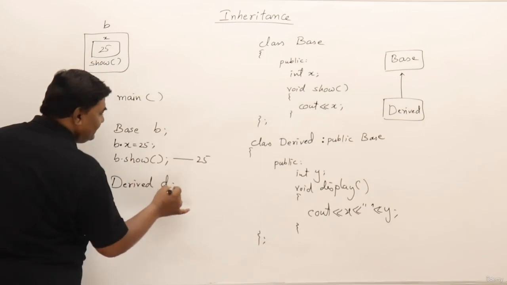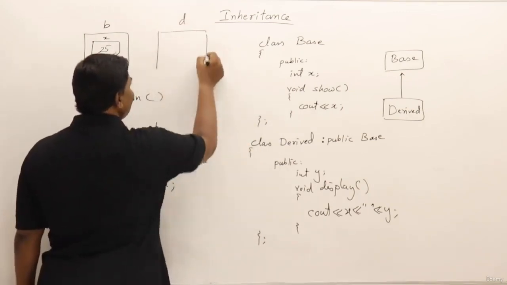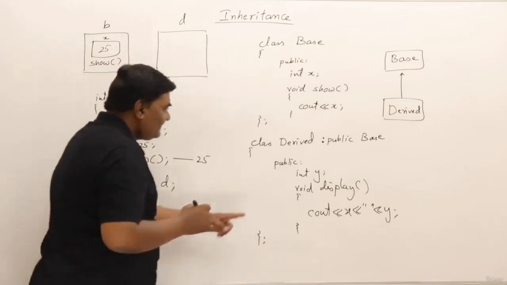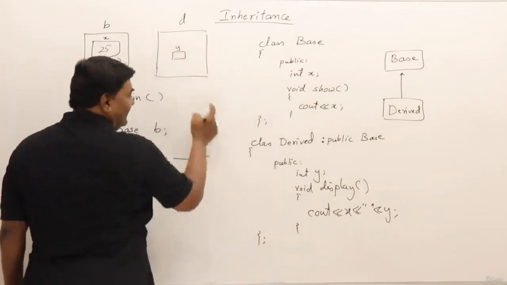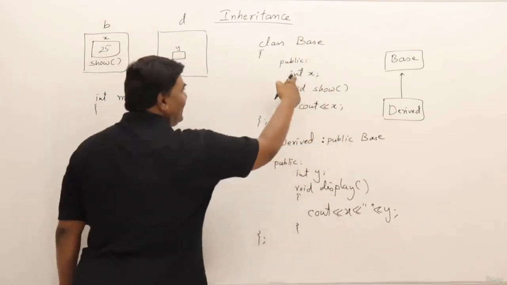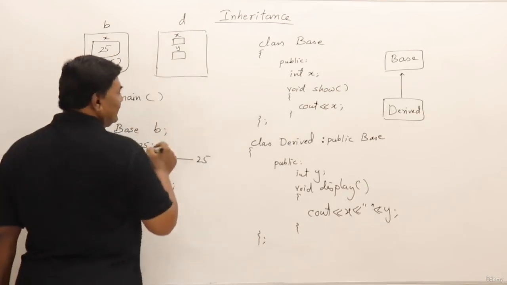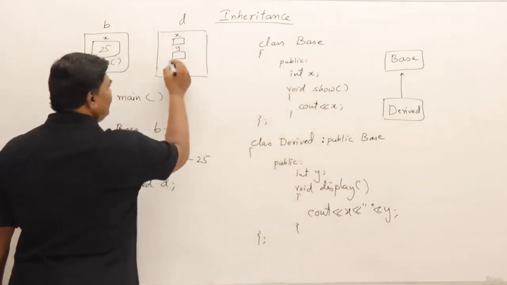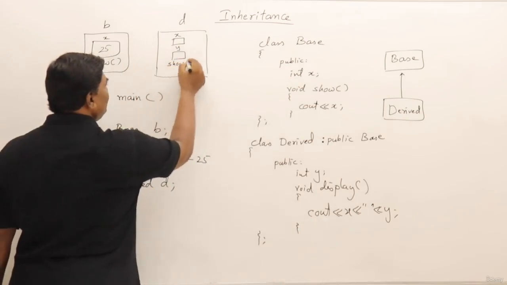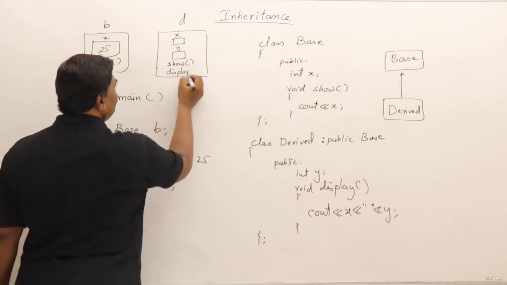Derived d. Now when I create an object of the derived class d, let us see what things it will have. It is having its own member y. Then it is inheriting from the base class, so it's having x also. Yes, it is having x also. Two members are there. Then it is having a function display as well as the function show is available. So it is having show also and display also. Two functions are available in this one.